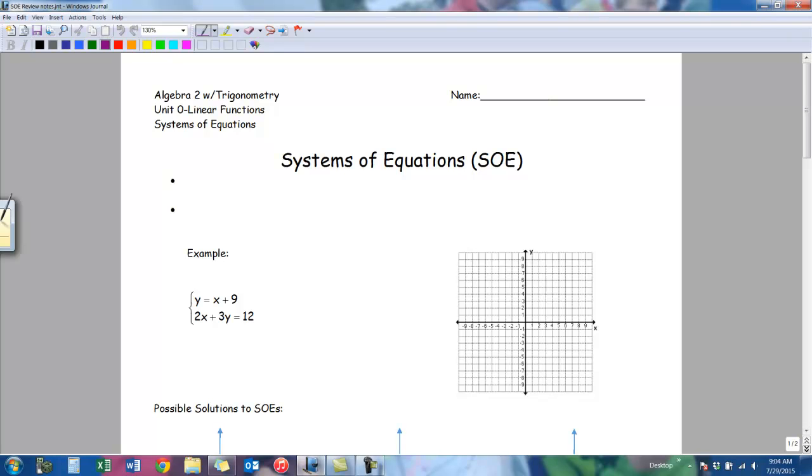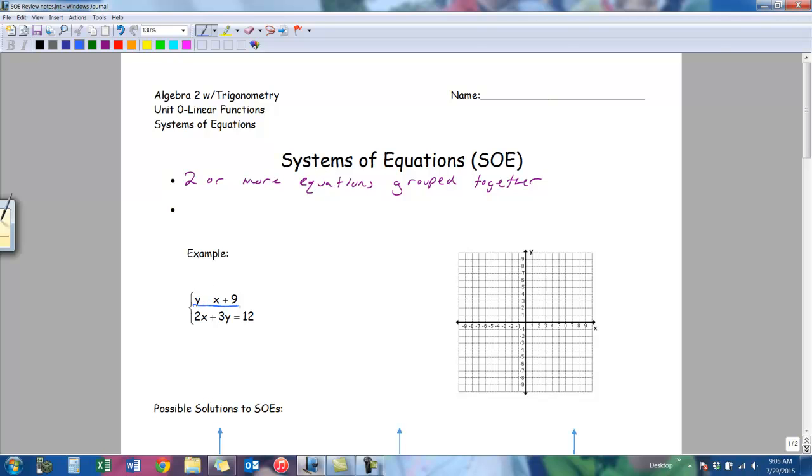Now, systems of equations are two or more equations grouped together. So, an example of one will be right here. Here's two equations. Now we're going to solve this one by graphing.